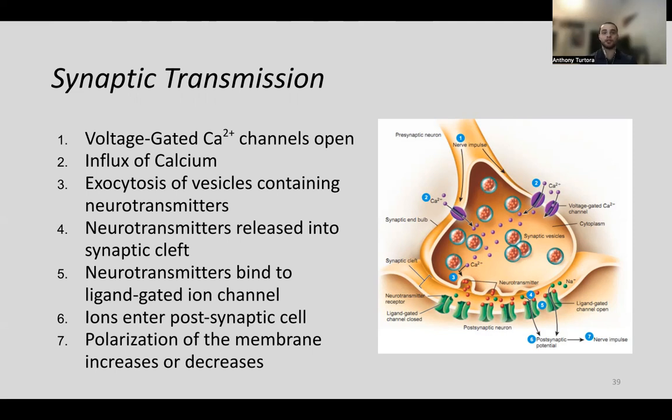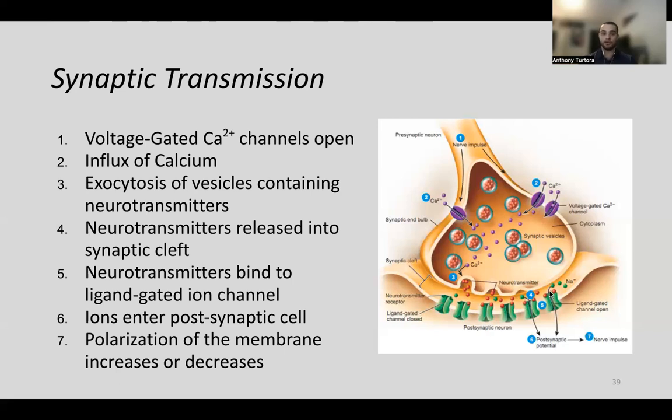So talking about each step. First, what happens is that we're going to have voltage gated calcium channels that open. This occurs once the nerve impulse reaches the synaptic knob. Calcium is then going to influx into the cell. And then we have these vesicles that contain neurotransmitters. They're going to fuse with the membrane and exocytose the neurotransmitters that are inside. They will then be released into the synaptic cleft here.